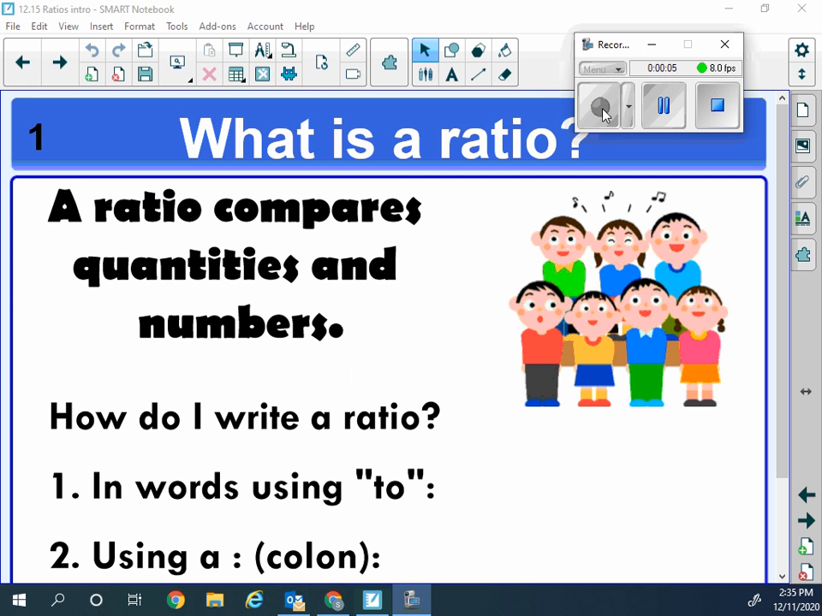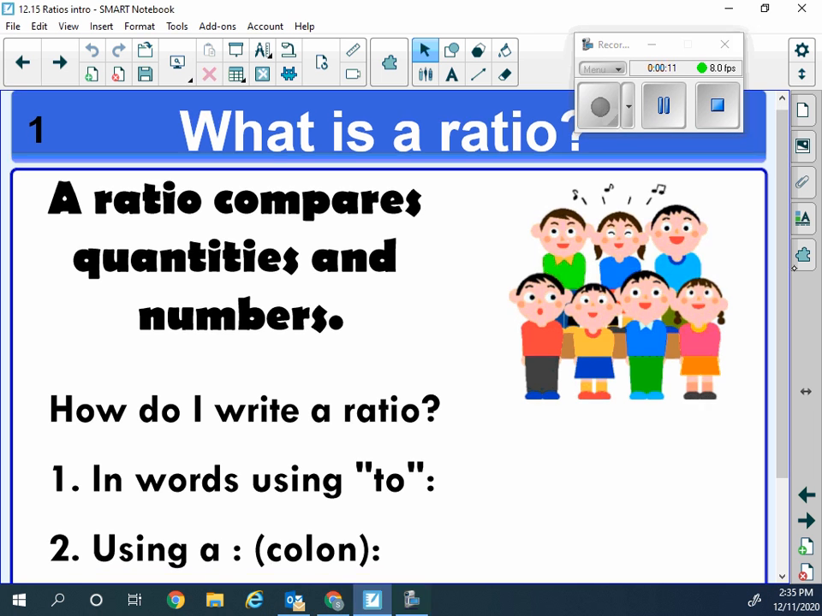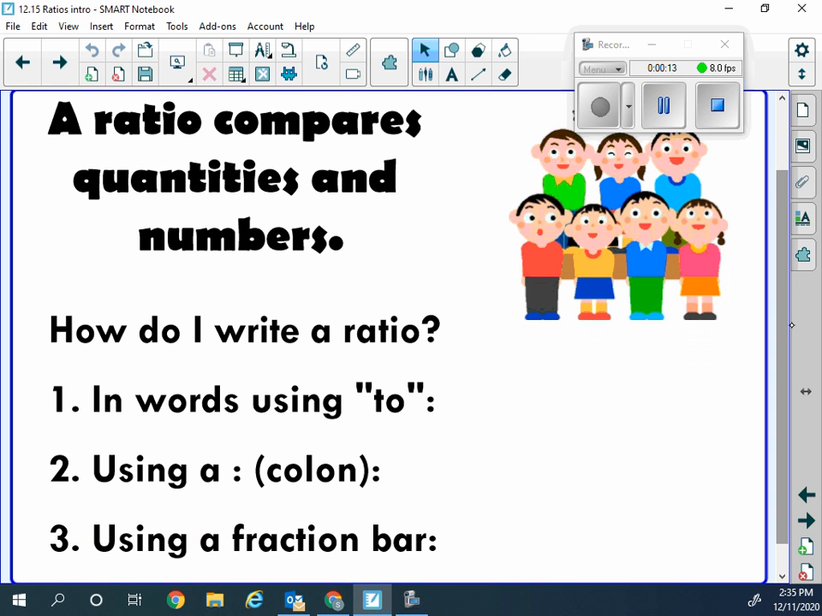Guys, today we're going to be learning about ratios. A ratio compares quantities and numbers. Okay? There are three ways to write a ratio. So let's look at our picture here, and let's talk about our ratio of girls to boys.